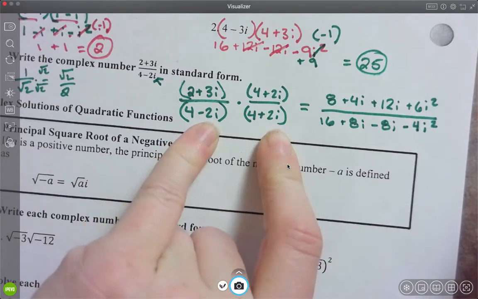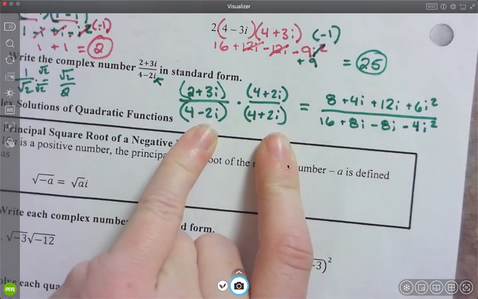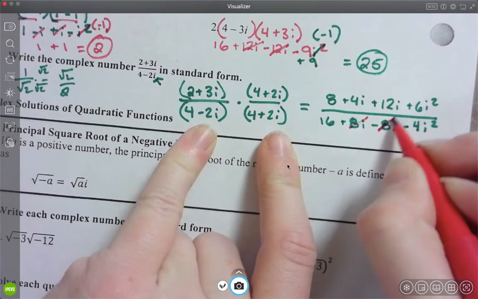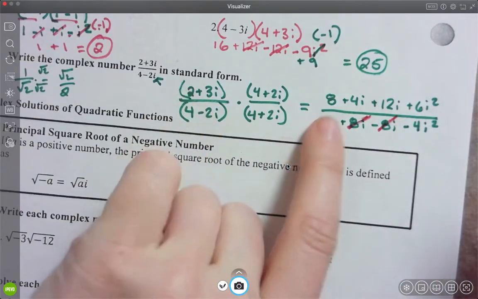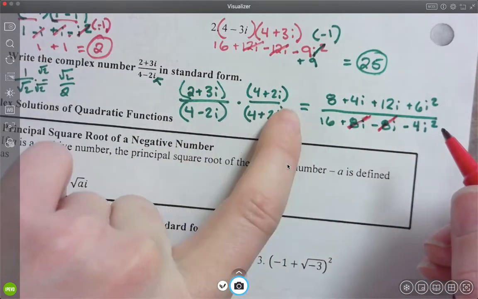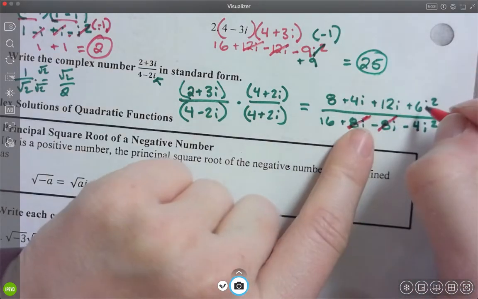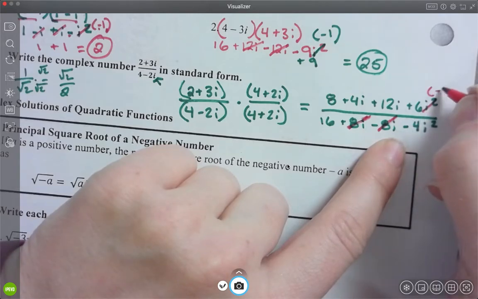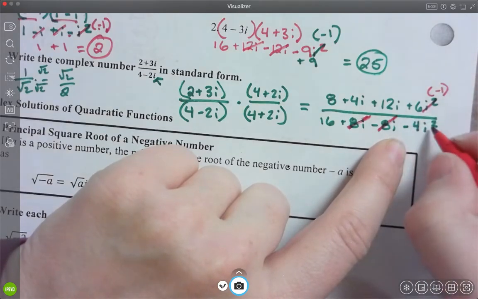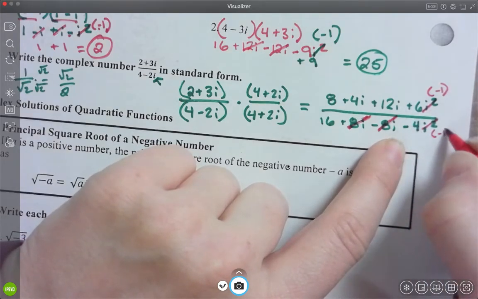Okay, so on the bottom, 8i and negative 8i are going to cancel out. They didn't do that on the top, but that's because I wasn't multiplying by the conjugate on the top, right? Just the conjugate on the bottom, okay? So up on the top, I have an i squared that can change to negative 1, and on the bottom I have an i squared that can change to be negative 1.